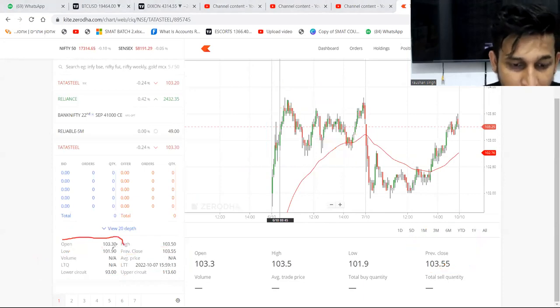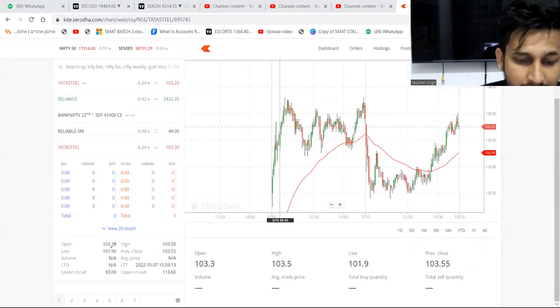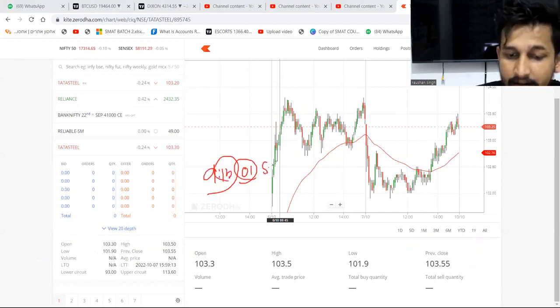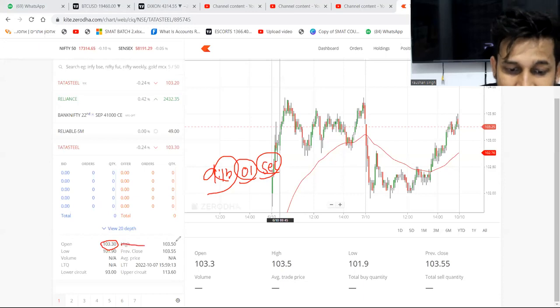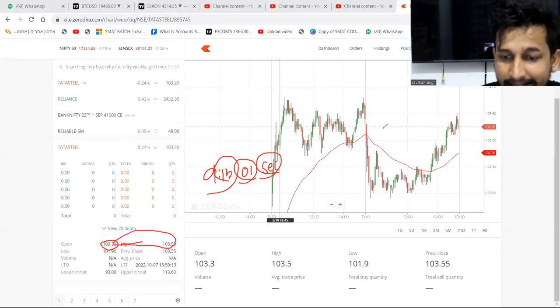Then open and low. For the day, this will keep on changing. Open will remain the same. Whatever price Tata Steel opened at 9:15, 9:15:01, that will be reflected over here. High over the period, let's consider.